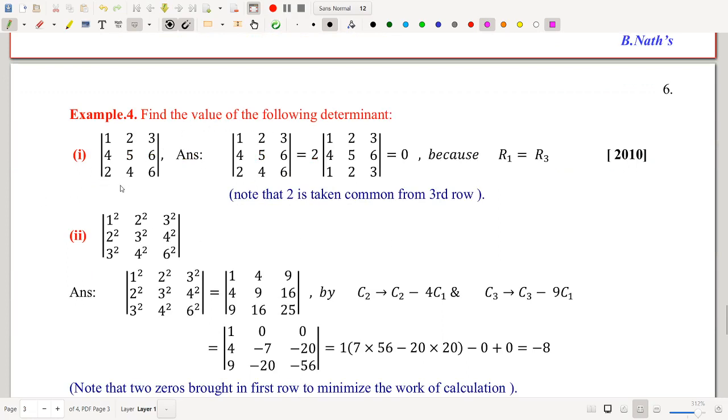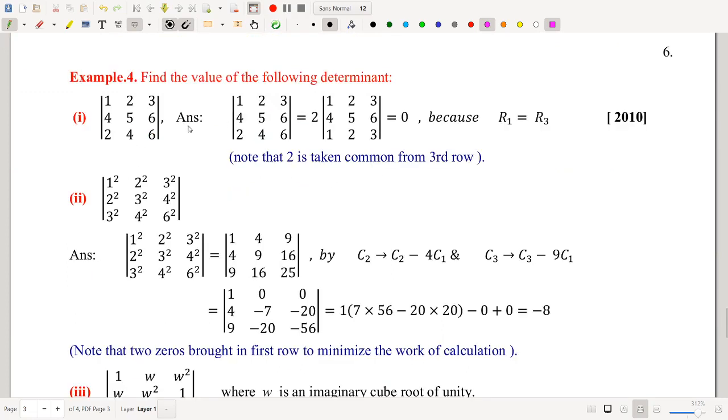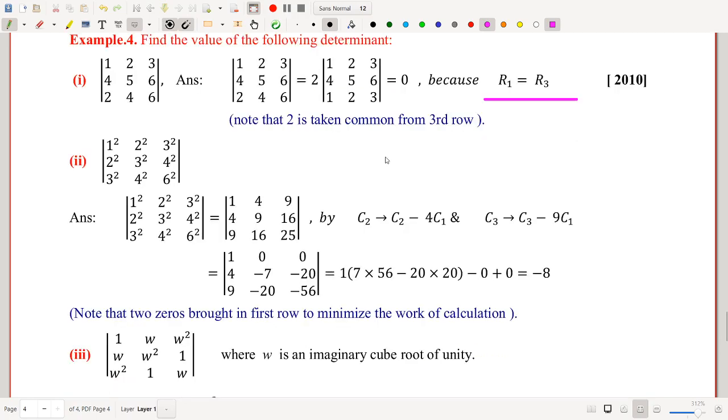This determinant, in the last class we expanded it and got the value. Now in this class, what do we notice? In the third row we notice that 2 is common. If I take 2 common from the third row, the third row becomes 1, 2, 3. Already the first row is 1, 2, 3. So the third row and first row are the same, so the value of the determinant is 0. The reason: we have written R1 equal to R3. This was also asked in 2010 for 1 mark. So using the shortcut property you can find the value of the determinant.